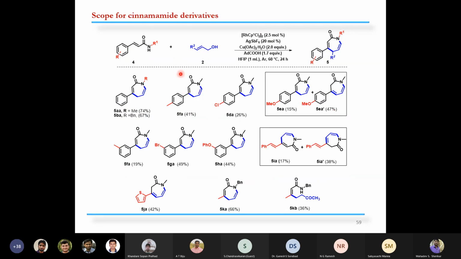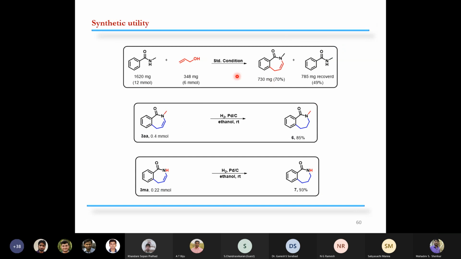Not only benzamide derivatives, the cinnamamides are also working well under this standard condition. Various substituted cinnamamides are working, but the yield is moderate to good. After the substrate scope, we have done the scale-up reaction at 6 millimole scale, and we found the formation of benzolactam in 70% yield, and in that case, about 50% of the starting material benzamide we have recovered.